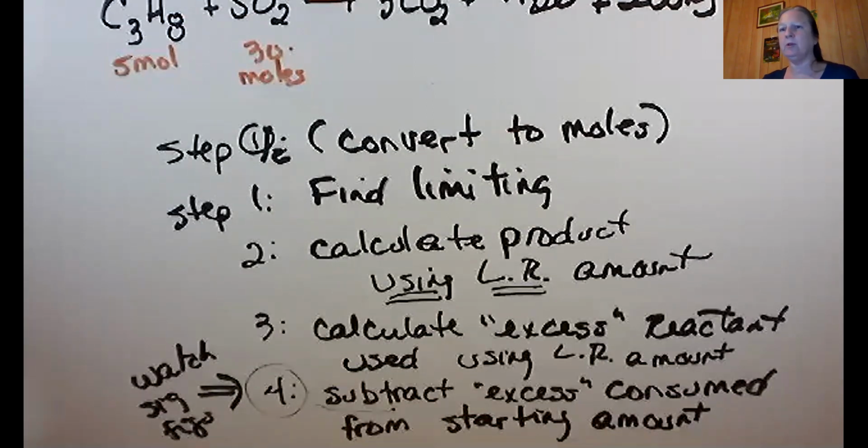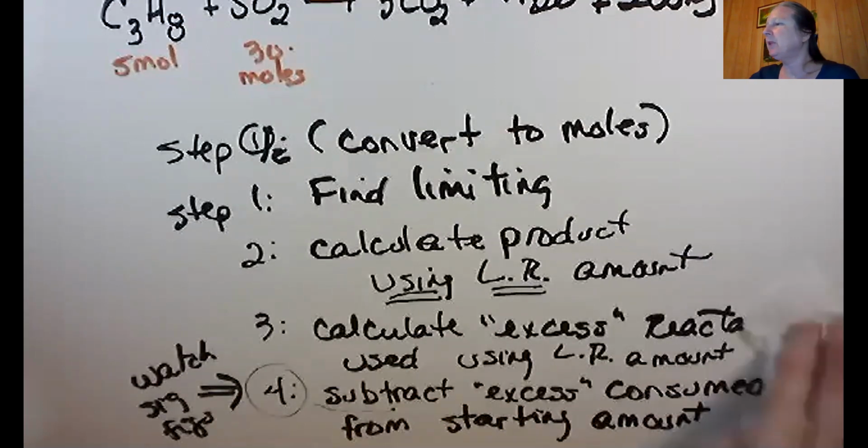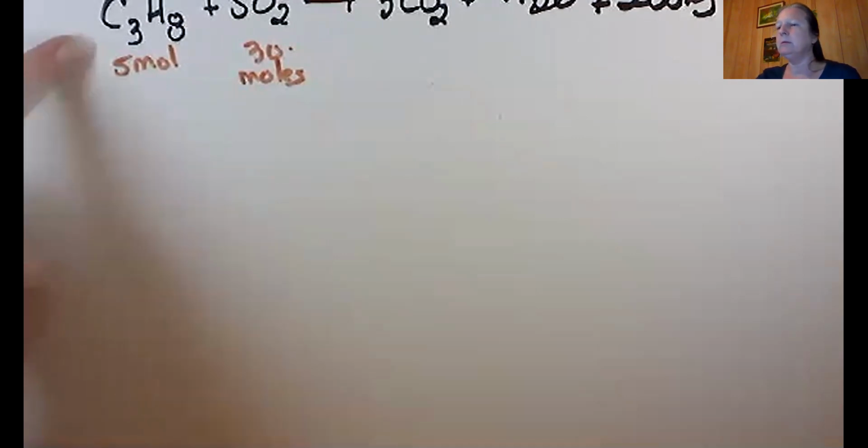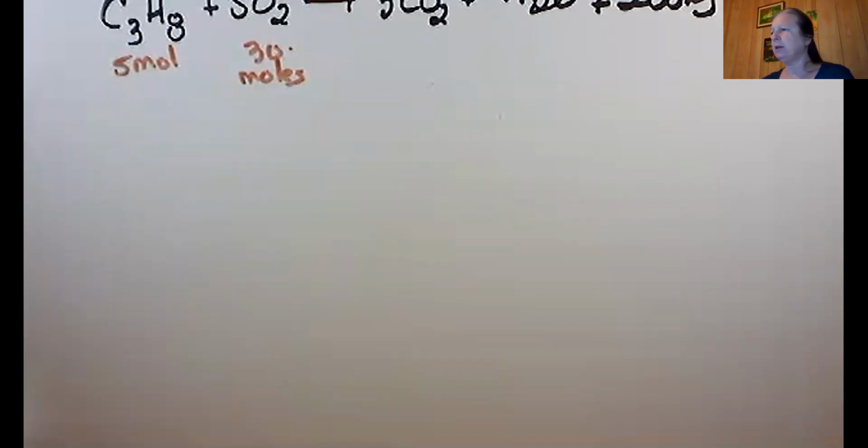Okay. Nice thing about this being recorded is I can erase this. So I found out the limiting reagent and I found out how much carbon dioxide and I erased it. It was 15.